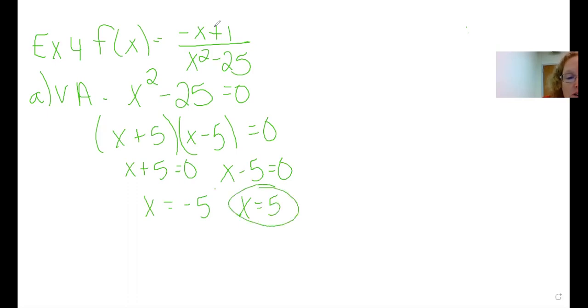Now remember, on every single problem on Hawks, when they ask you for an asymptote, they are always going to say find the equation of the asymptote. So you can't just plug in negative 5 comma 5. You actually have to put x equals. So be real careful.